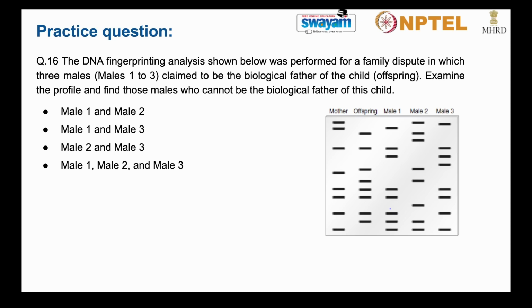So now let's solve this question, as we have discussed a lot about fingerprinting, so this would be easier for you. The question says, the DNA fingerprinting analysis shown below was performed for a family dispute in which 3 males, male 1 to 3, claim to be the biological father of the child offspring. Examine the profile and find those males who cannot be the biological father of this child. So in this, by observing the DNA fingerprinting analysis, you have to tell which one among these males could never be the father of this offspring.